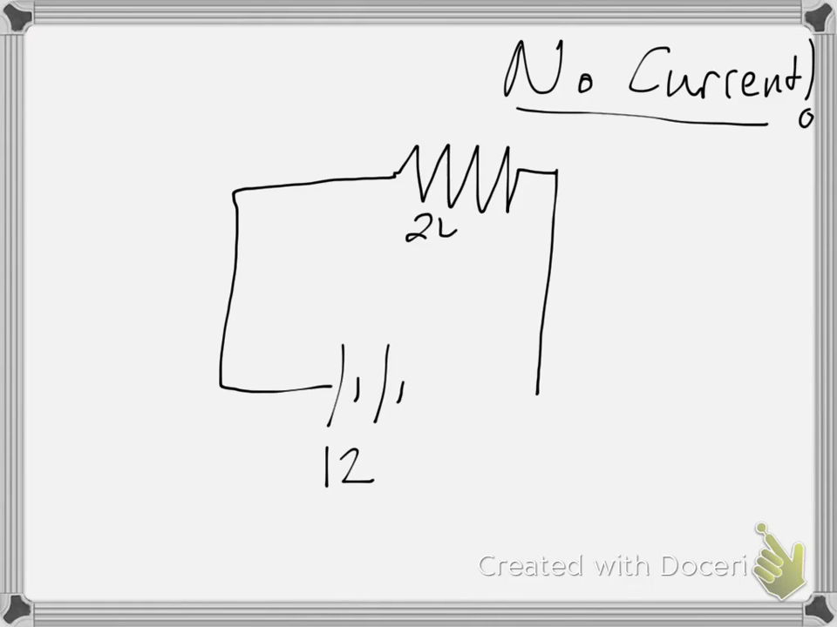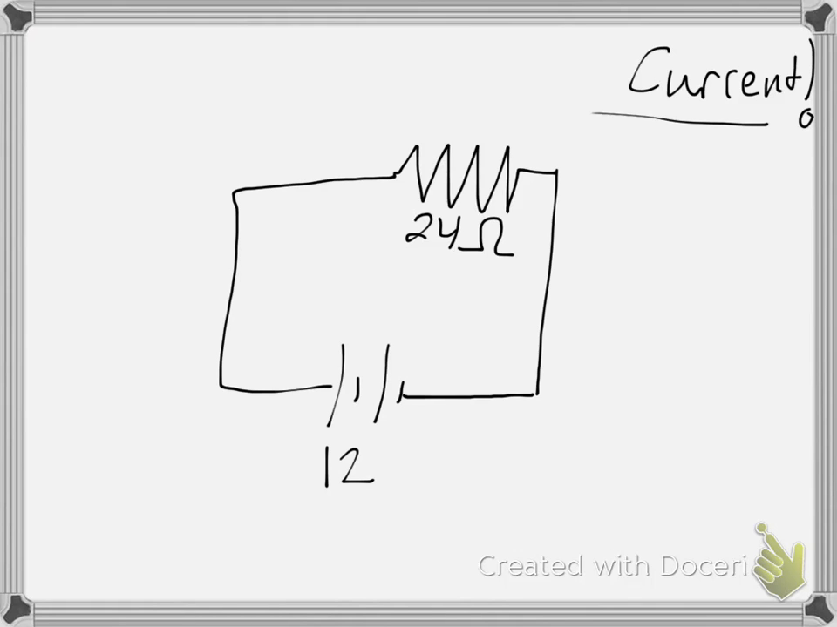No current in this circuit, and remember, this is 24 ohms. This won't produce any current whatsoever. I must connect my wire to the other end of the battery for any current to flow. And now this will produce current. So now I have current.